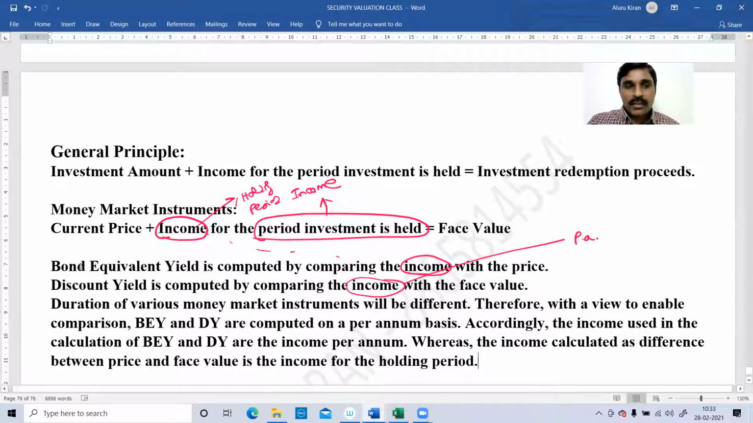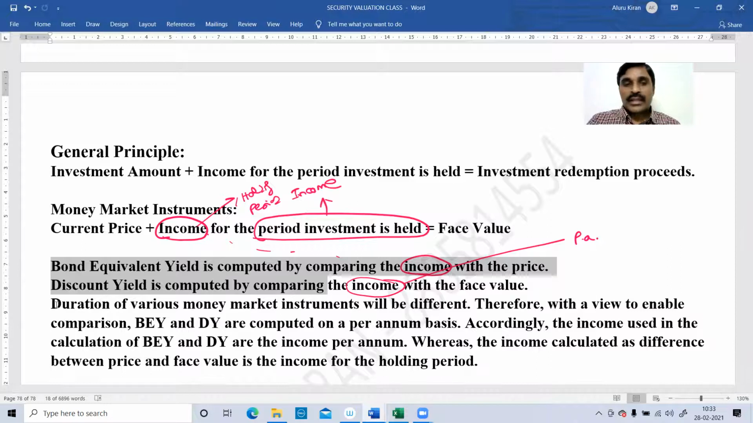Do you understand the logic? Sir, why are these computed on a per annum basis? That is the logic I have given. Why are bond equivalent yield and discount yield computed on a per annum basis? Only to facilitate comparison. That is the reason.